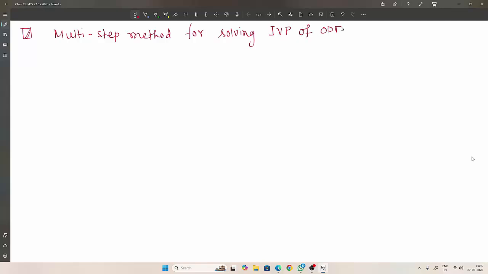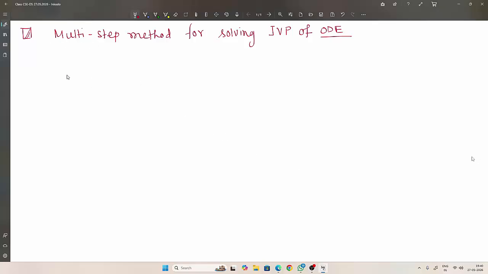So we start with the multi-step method. We have many multi-step methods, but here we will just focus on the Milne's predictor corrector method. So this is another multi-step method for solving ODE. Which type of ODE? Initial value problem of ODE, ordinary differential equation, where the initial conditions will be given.